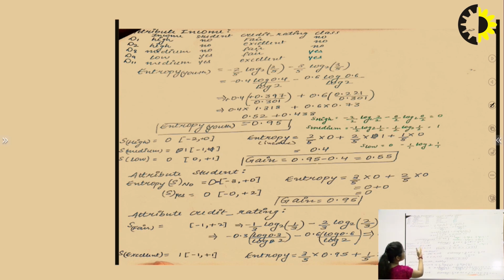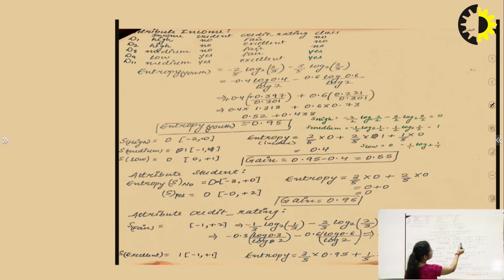We have 2 values of high, 2 for yes and 0 for no, 1 for yes and 1 for no, and 0 for yes and 1 for no. These are the attributes, and after that, we calculate these attributes and put the values again. And again, we will calculate gain. Attribute student. For student, we will repeat the whole process of the formula.